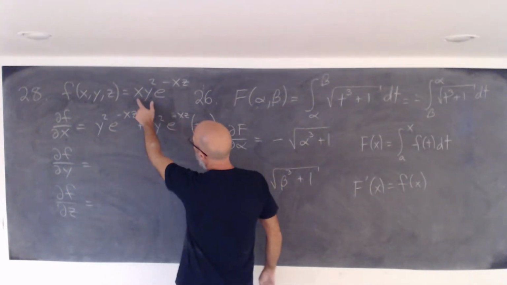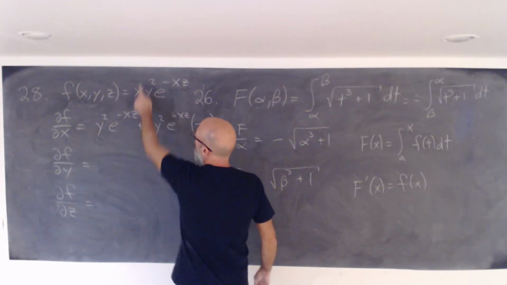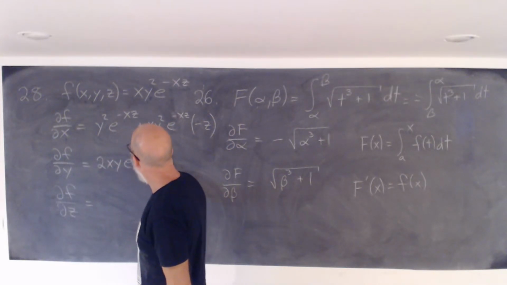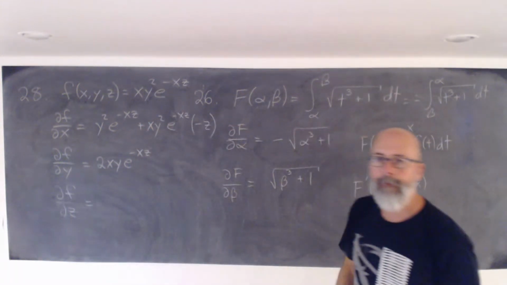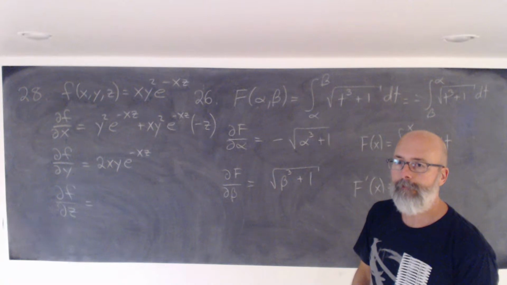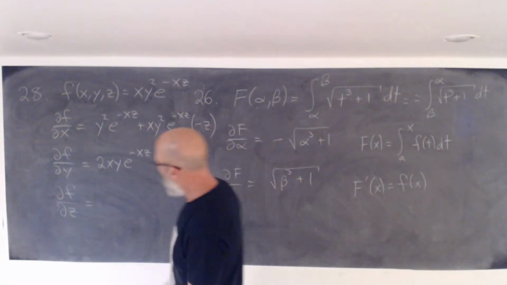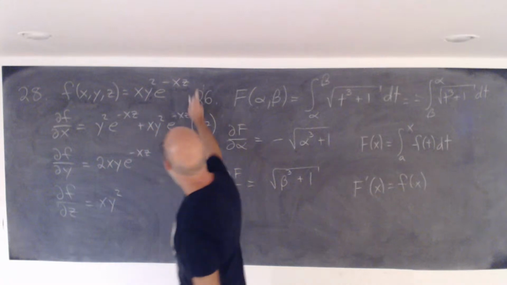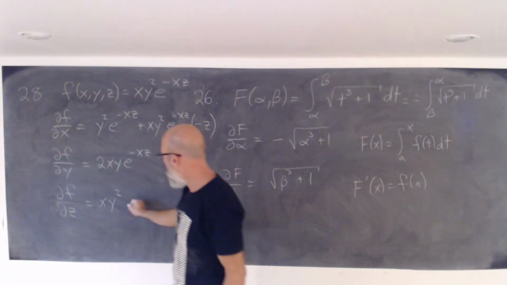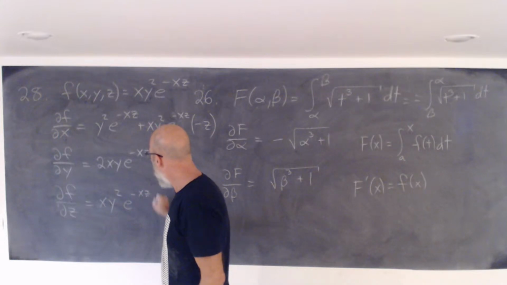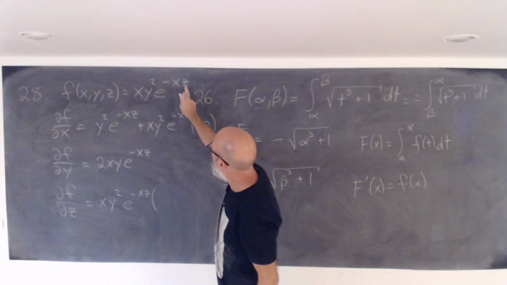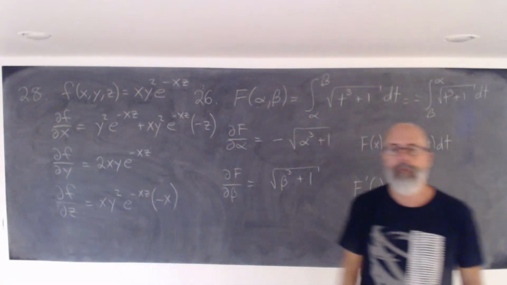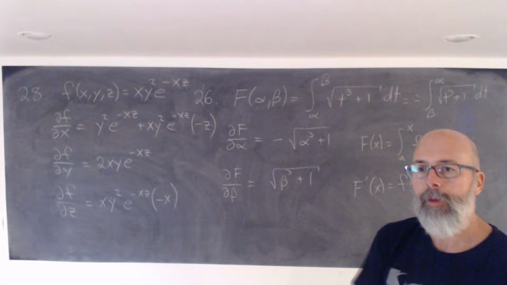Derivative with respect to y, x and z are treated as constant. So the only thing that depends on y is this, and we get 2xy e to the minus xz. Finally, the derivative with respect to z, x and y are treated as constant. The only thing that depends on z is this. It's an exponential, so the derivative is the exponential times the derivative of the inside. Derivative of z is 1. You're left with this constant, negative x. How are we doing?